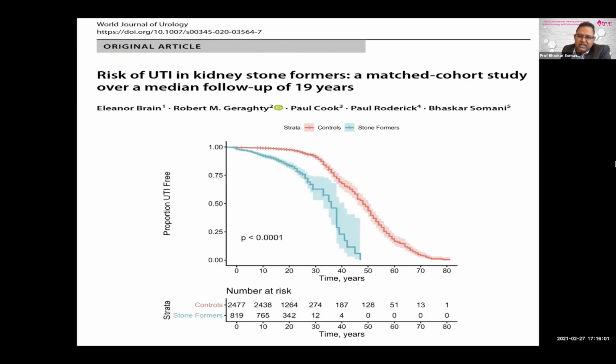And this is a recent study we have just looked at with control patients: 820 stone patients and almost 2,500 control patients, longitudinally followed up over 19 years. And again, it shows clearly that having kidney stones is much more likely to be associated with urinary tract infections.